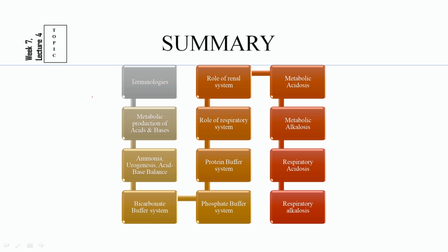So with that, I am summarizing what we have seen: some terminologies, the metabolic production of acids and bases, how ammoniagenesis and acid-base balance are interlinked, and then the different buffer systems, the bicarbonate, phosphate and protein buffers, and then the role of the respiratory system, the second line of defense, and the role of the renal system, the third line of defense. Then we have seen the acid-base imbalances: metabolic acidosis, metabolic alkalosis, respiratory acidosis, and respiratory alkalosis.